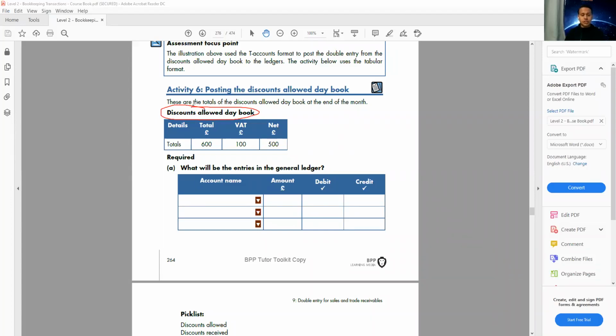So my first question is, if I give the discount, will discount allowed be income or expense for me? If I give the discount to my customer, will the discount be income or expense for me? If I give the discount to my customer, that will be my expense. Very well done. If this is my expense, then will discount allowed be debit or credit? If discount allowed is expense, then will discount allowed be debit or credit?